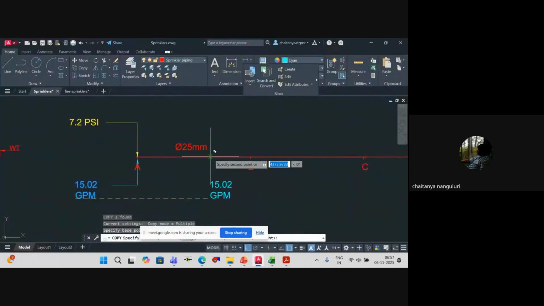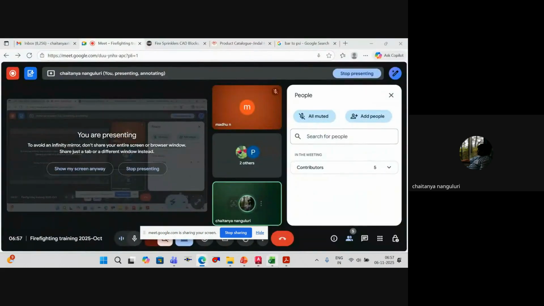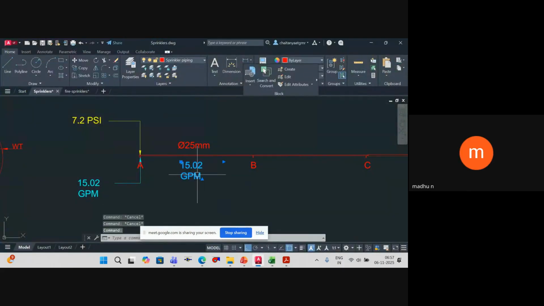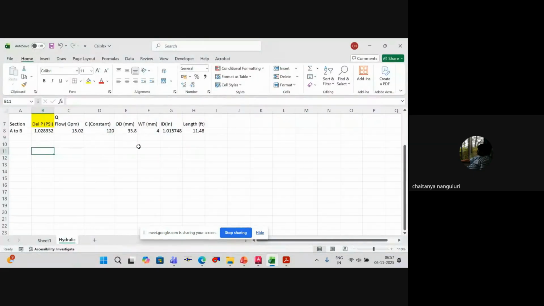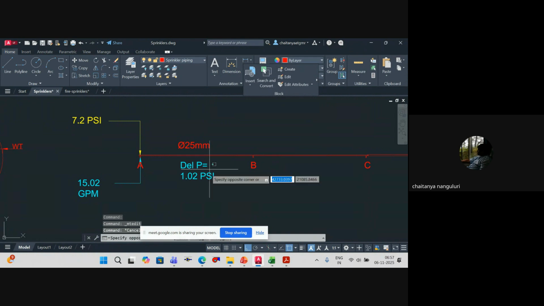Okay, now you are able to see the screen? Yes, I'm audible. So here, what is the pressure drop that we have got? Pressure drop, delta P, is 1.02 PSI. So here I came to know that the delta P over here is 1.02.